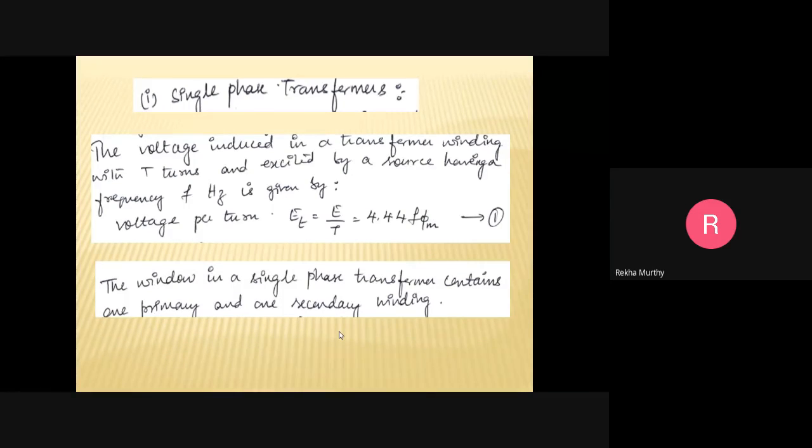Below that, the window in a single phase transformer contains one primary and one secondary winding. Done. Shall I go to the next slide? Yes, ma'am.